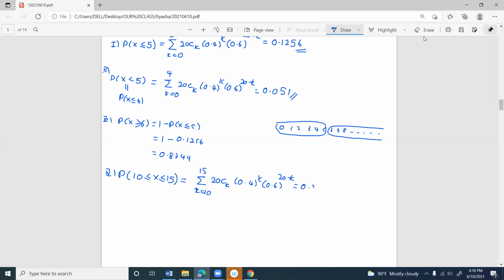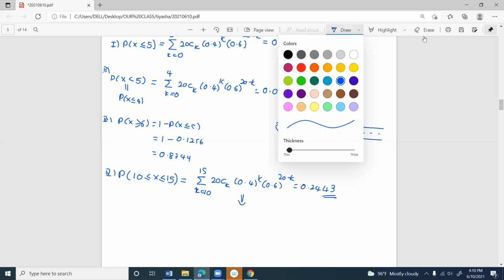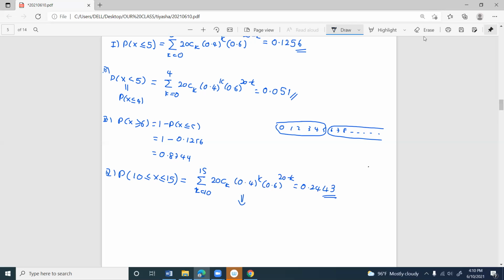This answer is 0.2443. Or you can use this way as well, because sometimes there's another way we do it, from the table. We need to see how to get this answer from the table. So the values we need are 8, 9, 10, 11, 12, 13, 14, 15, 16, 17, and it goes on up to 20. What are the probabilities we need? Including 10 and 15, 10 to 15. This is the set we need.